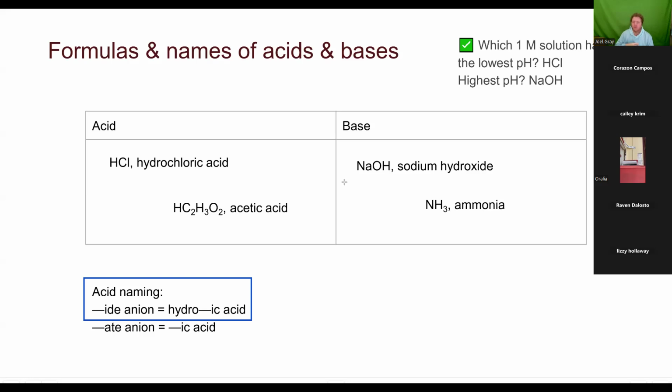Now, bases are so much easier to name typically. Like I said, NaOH is sodium hydroxide. Now, when we look at these, which one of these is going to have our lowest pH? Well, our lowest pH is going to be our acidic solution, hydrochloric acid. Our highest pH would be our basic solution, or sodium hydroxide.